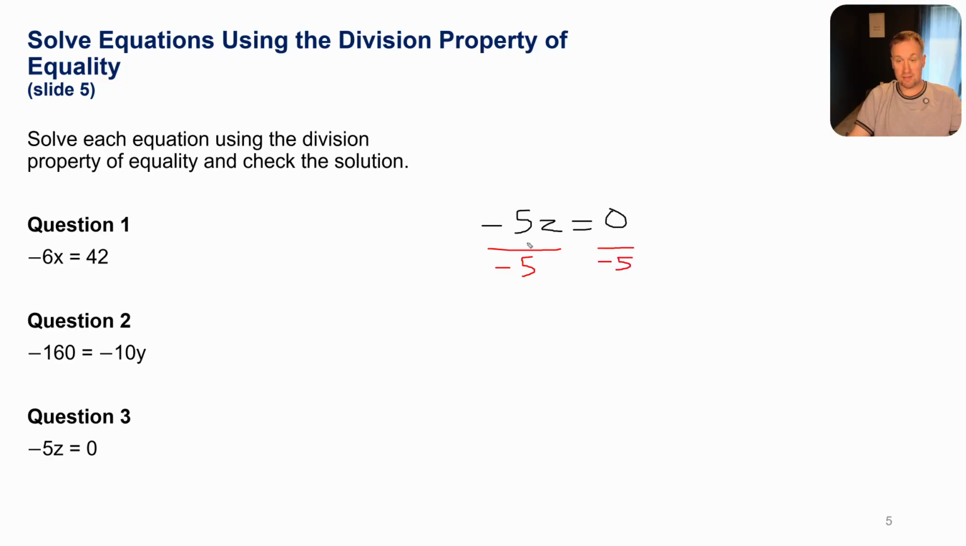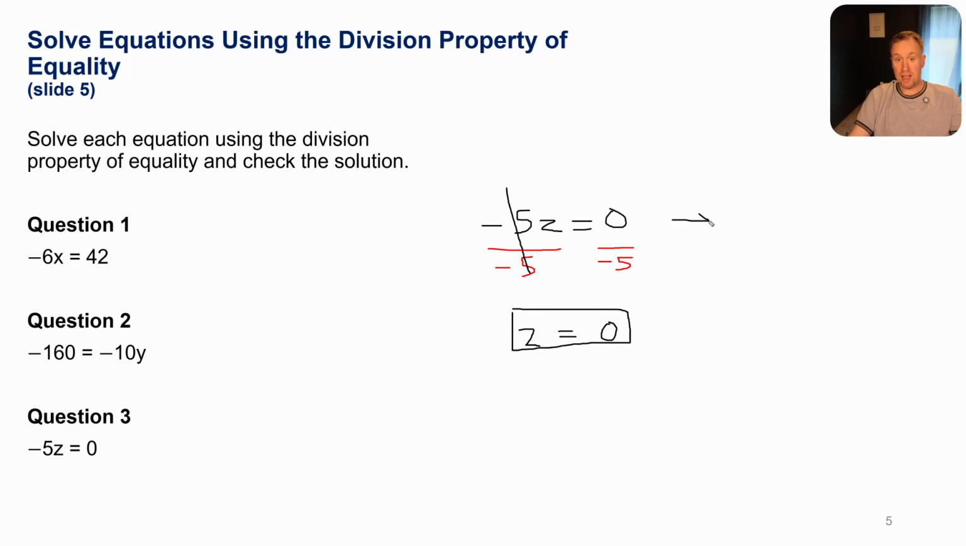Now negative 5 divided by negative 5 becomes 1, or we can just clear our terms. The z variable then drops down, equals. Now I have a 0 in the numerator divided by a negative 5 in the denominator. So if you have a 0 in the numerator, your answer becomes 0. So z is equal to 0.